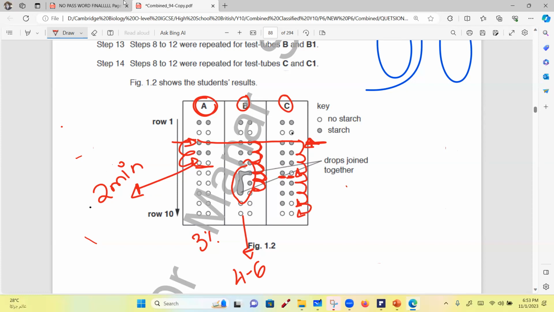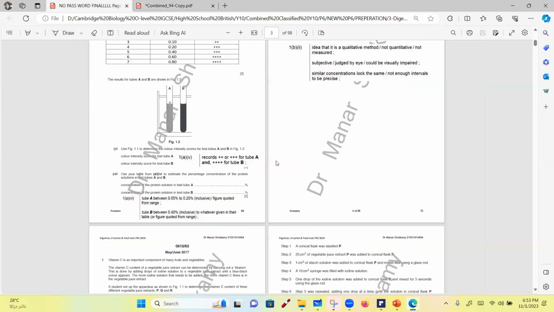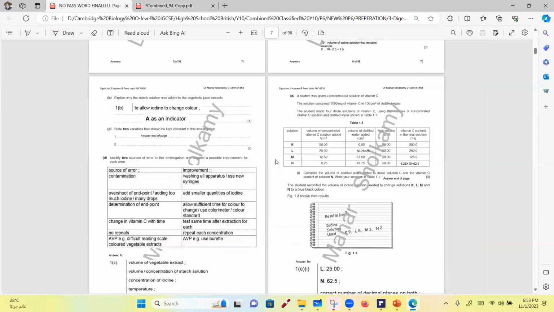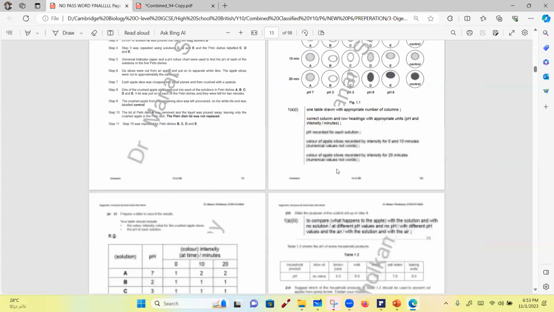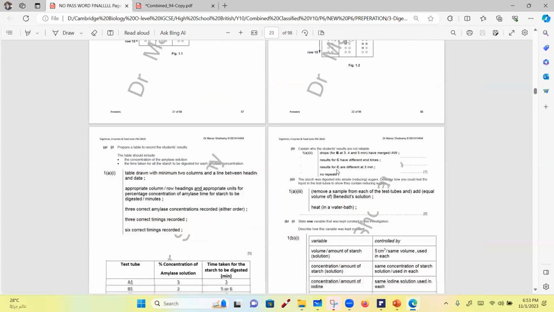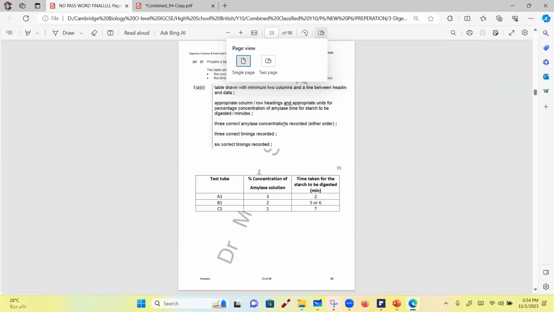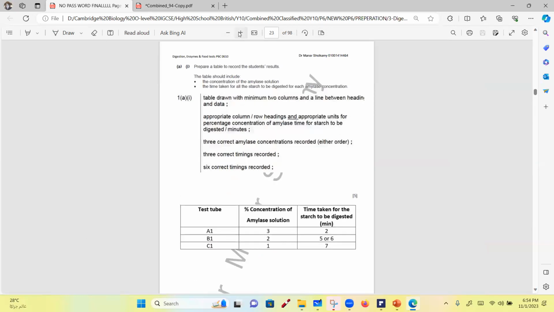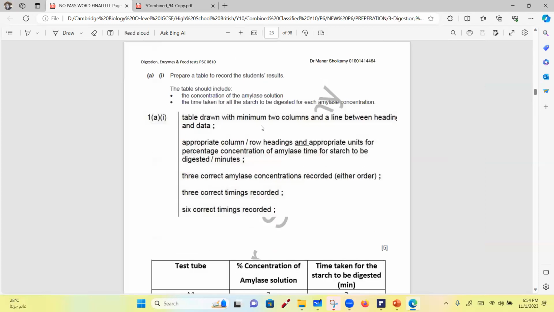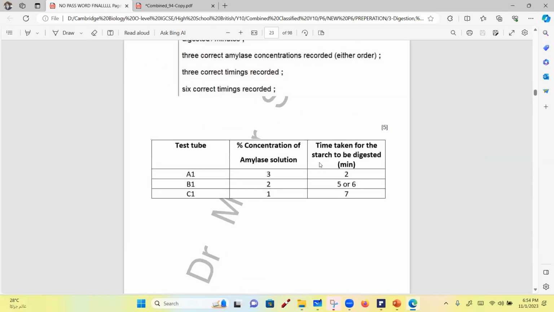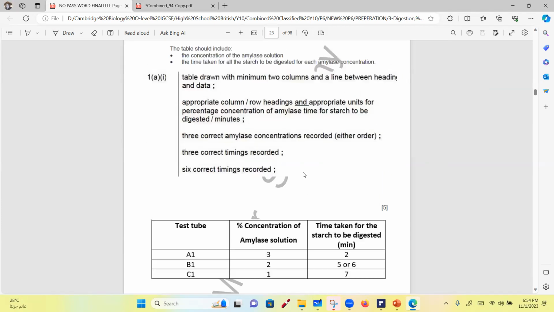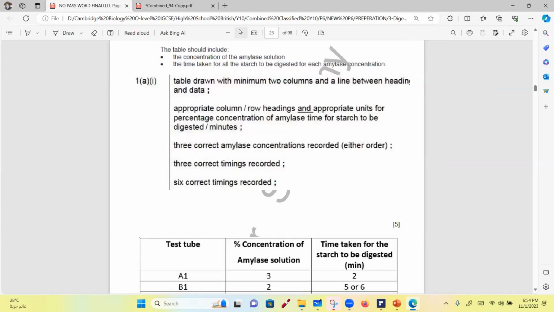That is why the table will look like this. Where is the table? Here. Okay, this is the table. And for your information, you will come and tell me, I did not measure the time correctly. Will I lose marks? Yes, you will lose marks. Look at the mark scheme.